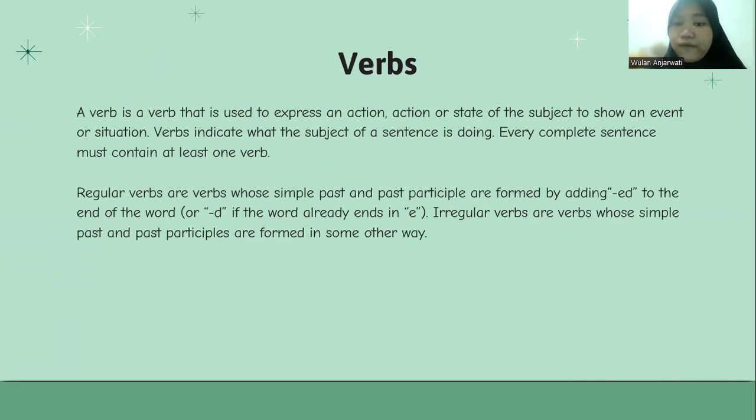And then there is the verb. A verb is a word that is used to express an action, action or state of the subject, to show an event or situation. Verbs indicate what the subject of a sentence is doing. Every complete sentence must contain at least one verb.